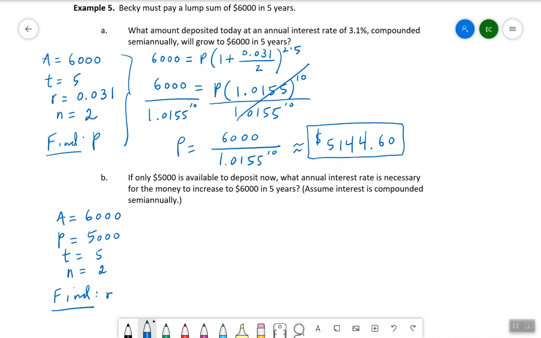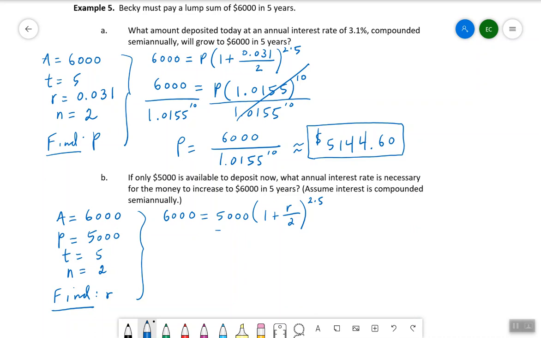So we can plug these things into our formula. Remember, our formula starts out with A equals. So 6,000 is equal to the initial amount, 5,000, parentheses, 1 plus R over n. R is unknown, n is 2, raised to the n times t power, 2 times 5, or 10. And so we're going to solve this for R. It could be a little tricky, but I think we'll get through it okay.